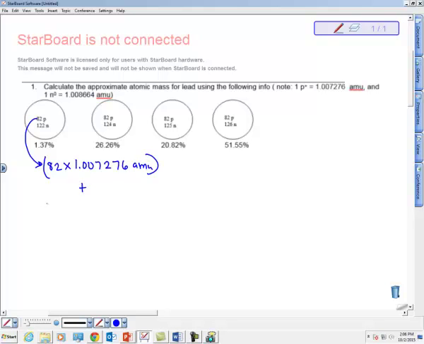But remember, in the nucleus we also have these neutrons, so I'm going to take 122 and multiply it by the real mass of the neutron, which is 1.008664 AMU. Let the calculator do all the work for you, and I'm going to share with you what I got.